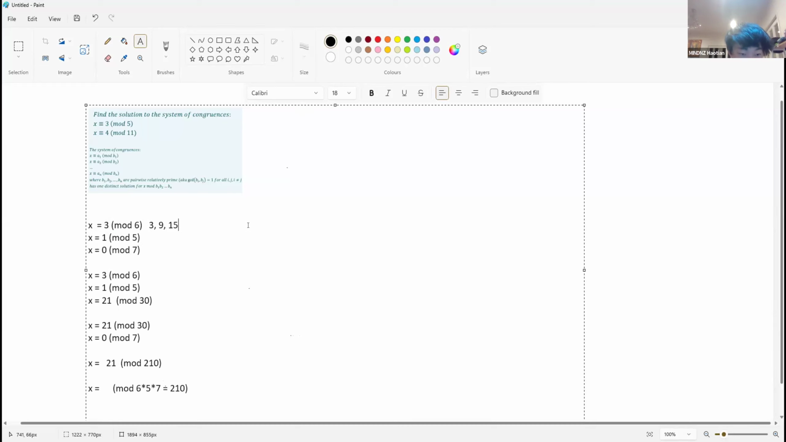Then we get 3, 9, 15, 21, 27, 33, 39, and so on. And we got 1, 6, 11, 16, 21, 26, 31, 36, and so on. And we got 0, 7, 14, 21, 28, 35, and so on. And we already see a number in common. Also, as the theorem states, there is one distinct solution. So if we found one solution, 21, then we know the solution is 21. Okay, that's it for this theorem.